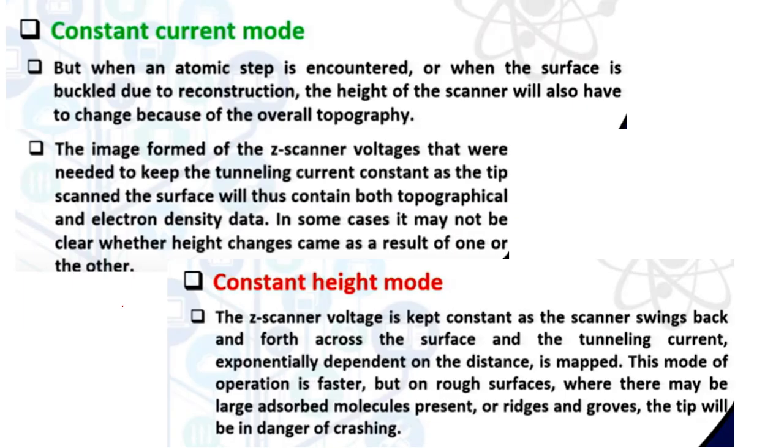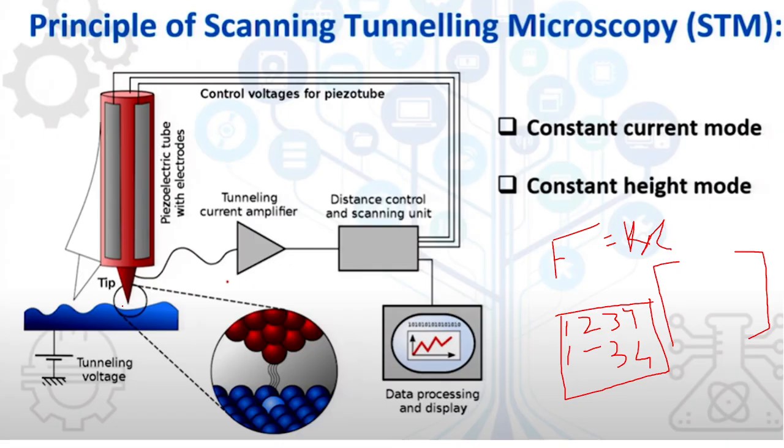So what is the benefit of constant current actually? Since the tip is very costly, sometimes it may touch your sample. But if I use the constant current mode, when there are different roughness, based on the height of your surface, it will deflect in the z direction also. So the chance of the probe getting affected will be less in constant current mode.